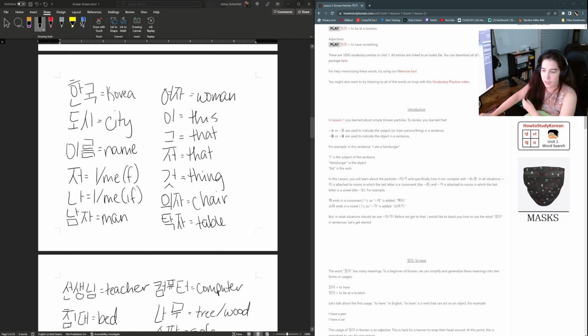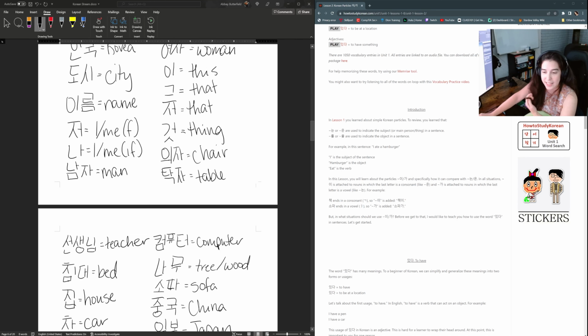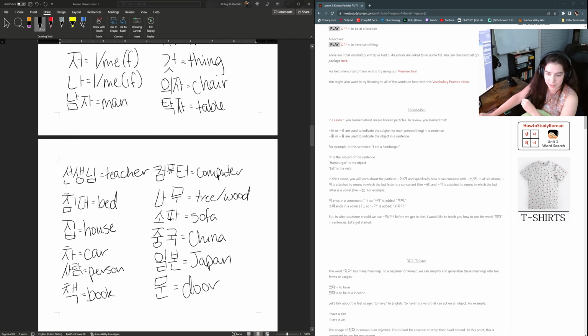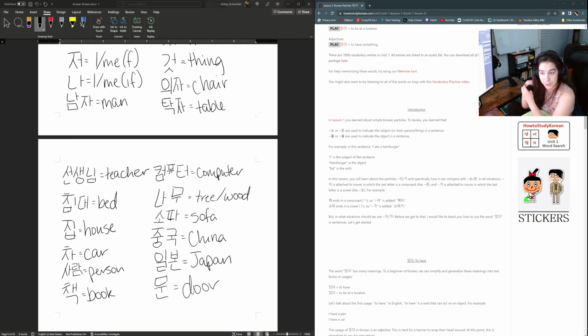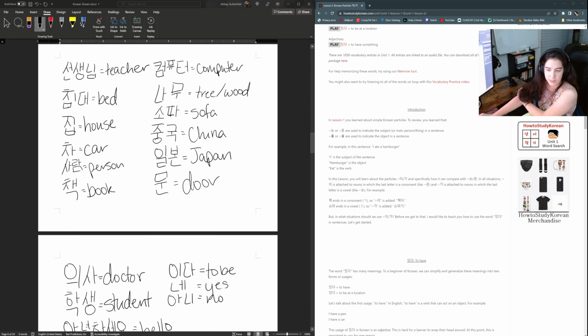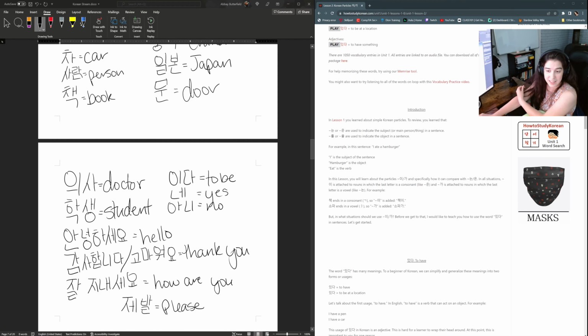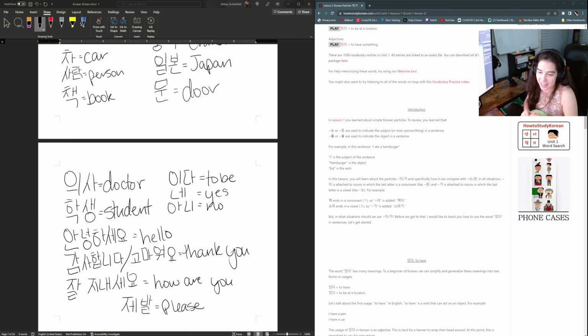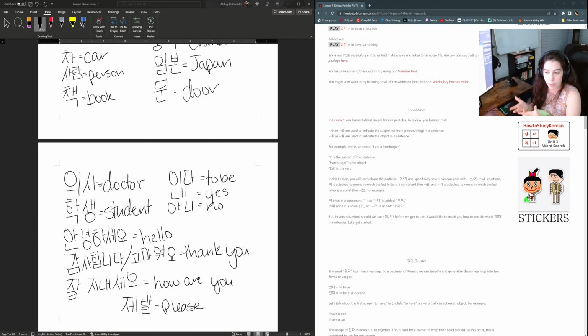의자, 탁자, so chair and table. 선생님, 침대, 집, 차, 사람, 책, 컴퓨터, 나무, 소파, 중국, which is China, 일본, which is Japan, 문, door, 의사, 학생, 이다, 네, and 아니. And then we learned a couple of phrases. So 안녕하세요, hello, 감사합니다, and 고마워요, just thank you. 잘 지내세요, just how are you, and 제발, just please.